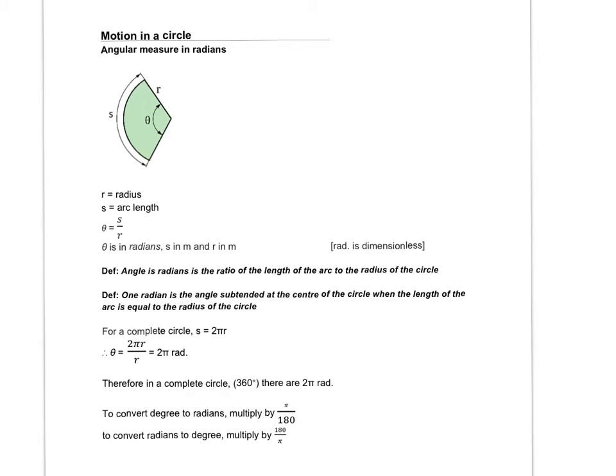If we are talking about one complete revolution, let's say the object starts from here, travels 1 round and comes back to here, then the distance traveled is 2 pi r. Using the formula theta equals s over r, we substitute s as 2 pi r and divide by r, and we get 2 pi radians. That is why for one complete revolution, the angle is 2 pi radians. This derivation is also required in your syllabus. If the question requires you to convert from degrees to radians, we multiply by pi over 180. To convert radians to degrees, we multiply by 180 over pi.